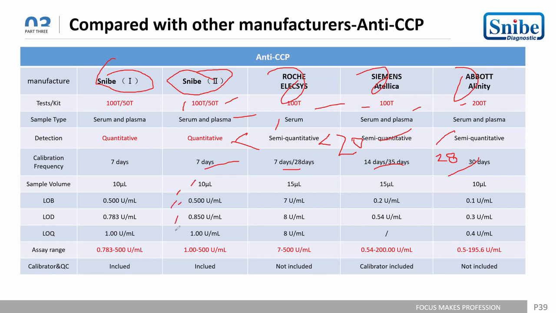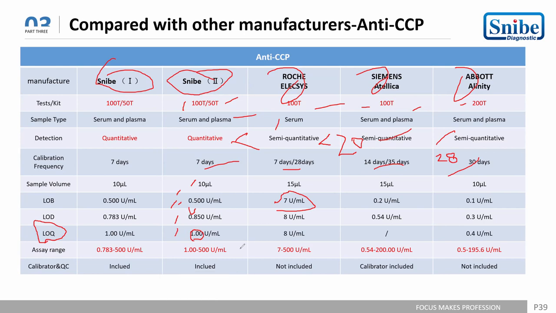Limit of blank, limit of detection, and limit of quantitation. It's very important because if the result is less than 7, we also report a result up to 0.5, which is a blank value, and limit of detection is 0.8, and limit of quantitation is 1.0. So usually labs use the limit of quantitation as the low linearity. We can detect up to 1, while the Roche can detect up to less than 7. They can detect 0.2, and they can detect 0.1. So we are equally good.